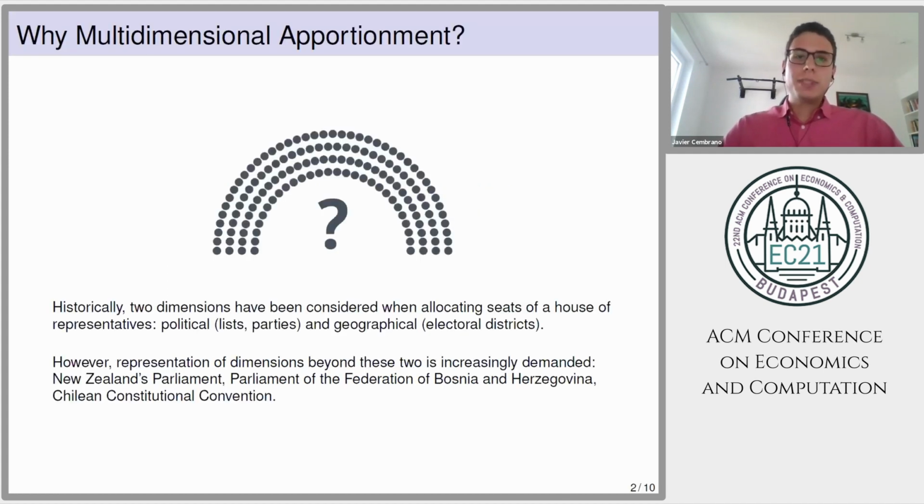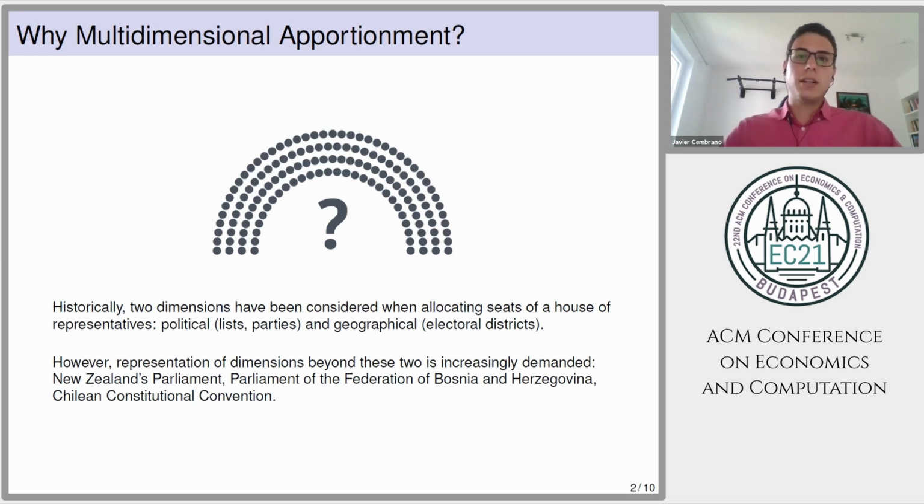What are we talking about when we say multidimensional apportionment? Well, the apportionment problem is basically about allocating seats of a House of Representatives or any other representative body in a democracy. So historically, two dimensions have been considered when doing this. A political dimension, usually with political lists and parties, and a geographical dimension, usually clustering voters from nearby areas into electoral districts. But as modern societies become more complex, the representation of dimensions beyond these two is increasingly demanded.